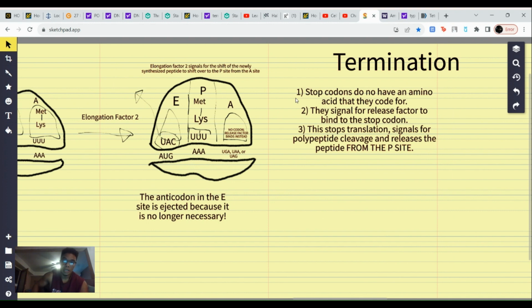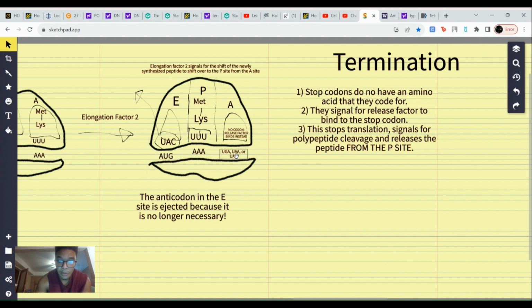But elongation, so after elongation factor 2 signals for the shift of the newly synthesized peptide to shift over to the P site from the A site, the anticodon in the E site is ejected because it is no longer necessary. So the starter codon that we started with, AUG, noted here, gets ejected because it's no longer needed.